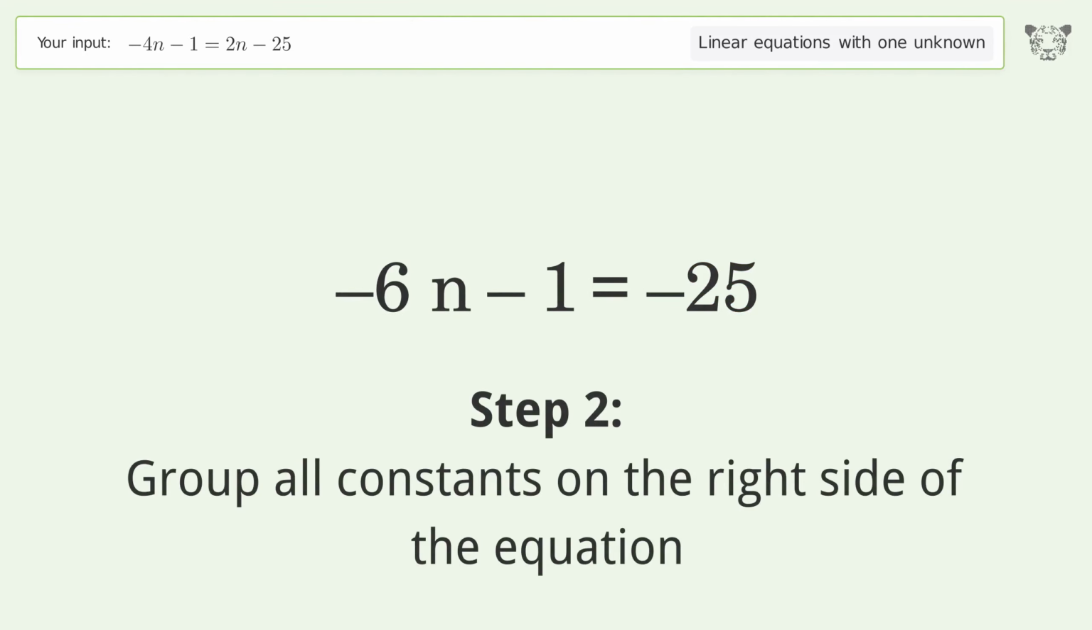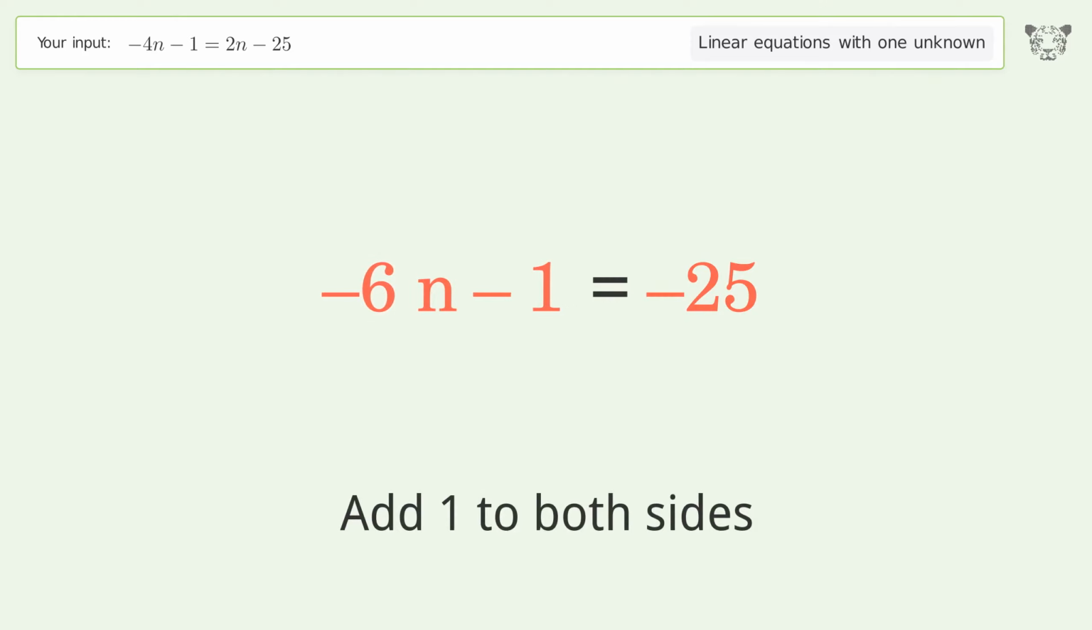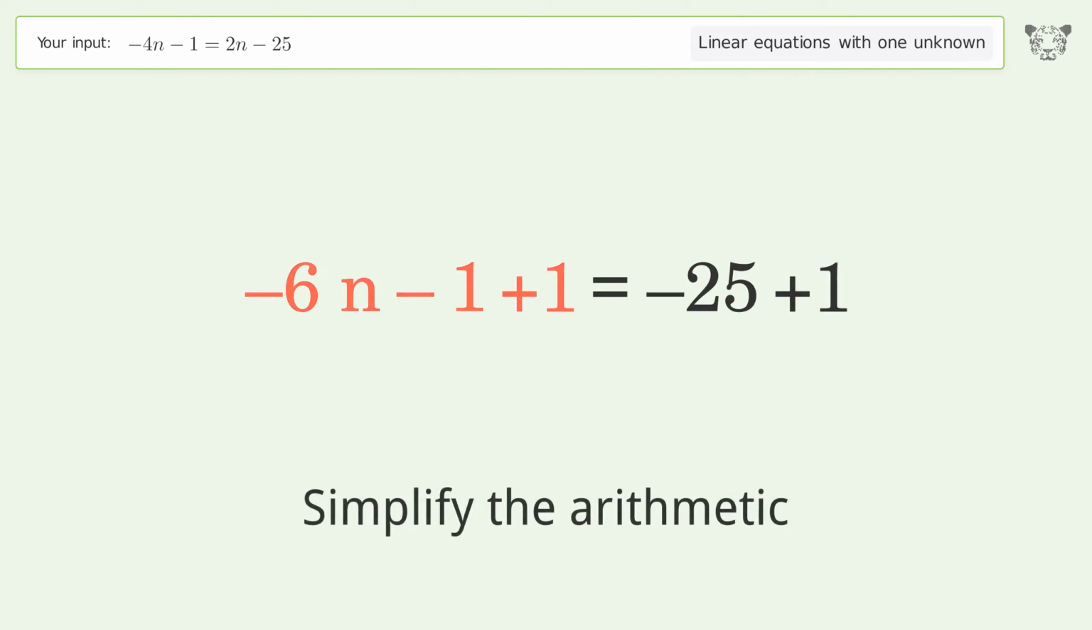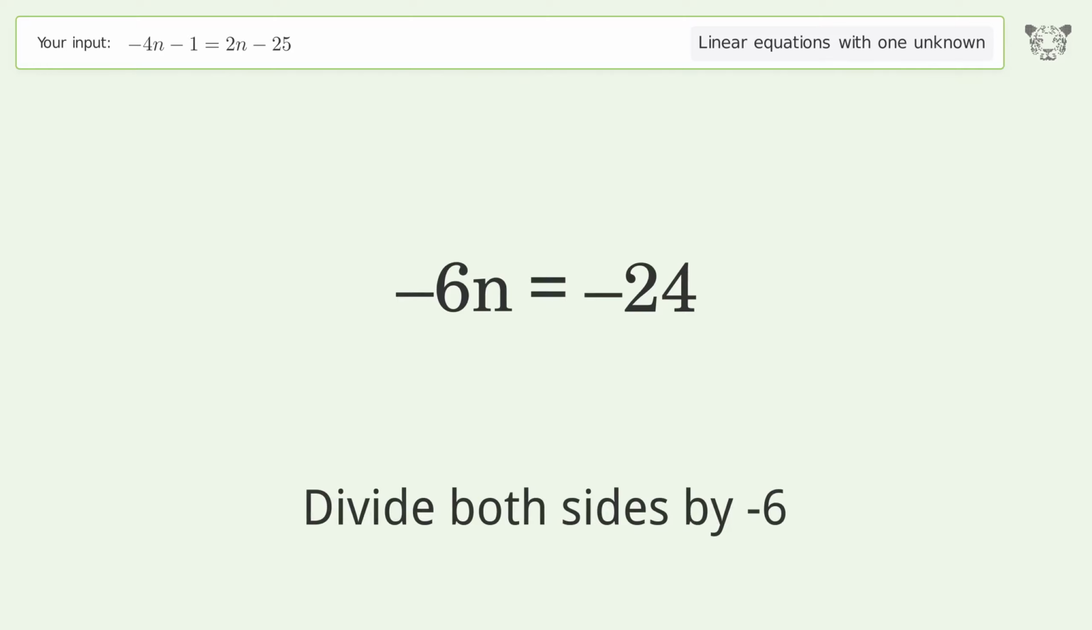Group all constants on the right side of the equation. Add 1 to both sides. Simplify the arithmetic. Isolate the n. Divide both sides by -6.